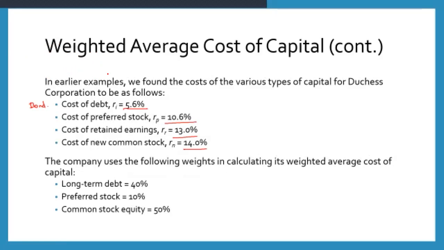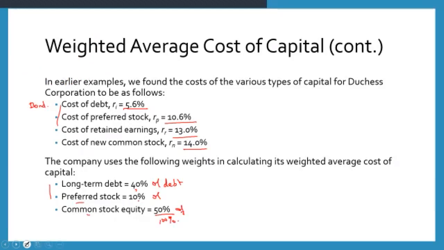The company uses the following weights in calculating the weighted average. So they're going to take 40% of debt, 10% of preferred stock, and 50% of common stock. They all should add up to 100%, right? So this is the weight, and this is the cost of capital.